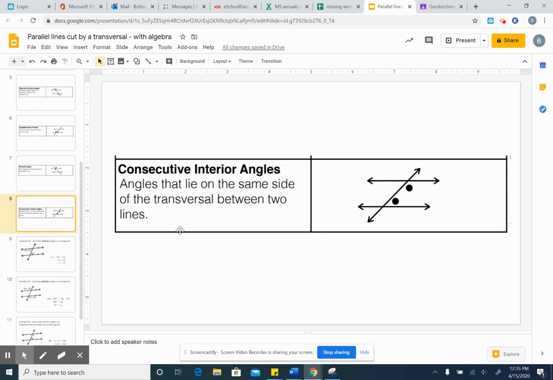One more vocab word to go over, consecutive interior angles. These are two angles that are adjacent or next to each other inside the parallel lines and on the same side of the transversal. These add to 180 degrees, okay, just like supplementary angles. So this will come into play with this new unit involving algebra.